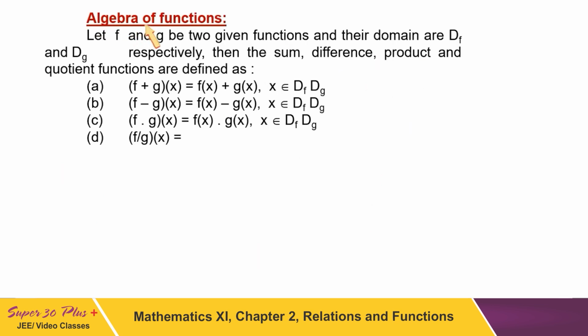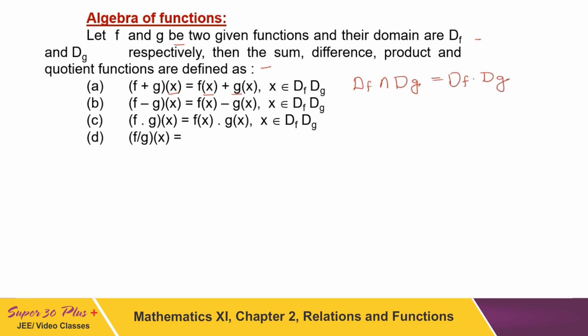What is the algebra of functions? Let f and g be two functions and their domains are Df and Dg respectively. Then the sum, difference, product and quotient functions are defined as follows. The sum function (f plus g)(x) is equal to f(x) plus g(x) for the common domain, means it is Df intersection Dg.